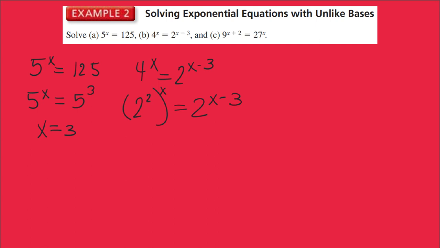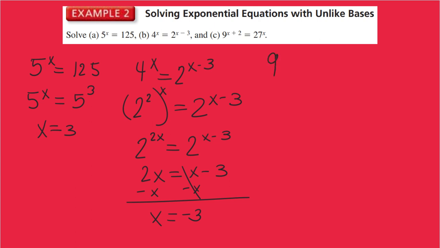So let's equate now, where we're going to distribute. We're going to have 2 exponents, one to the other, so we're going to multiply. We're going to have 2 to the power of 2x equals 2 to the power of x minus 3. Equate the exponents, which is 2x equals x minus 3. Solve for x by subtracting x from both sides, and I'm left with x equals negative 3.